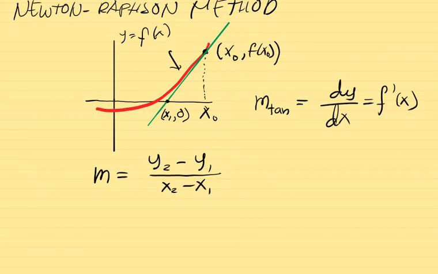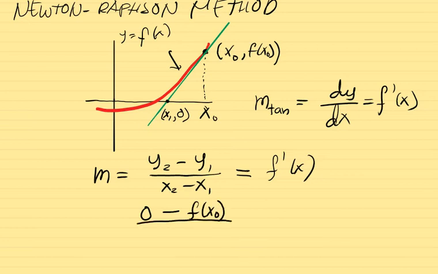We have 2 points here, x0, f of x0, and x1, 0. So we can substitute those to solve for the slope of the tangent line. And this will be equal to dy dx, or simply f prime of x. So what will be our y2? We can set our y2 to be equal to 0. So 0 minus, the y1 will be f of x0 on the other point.